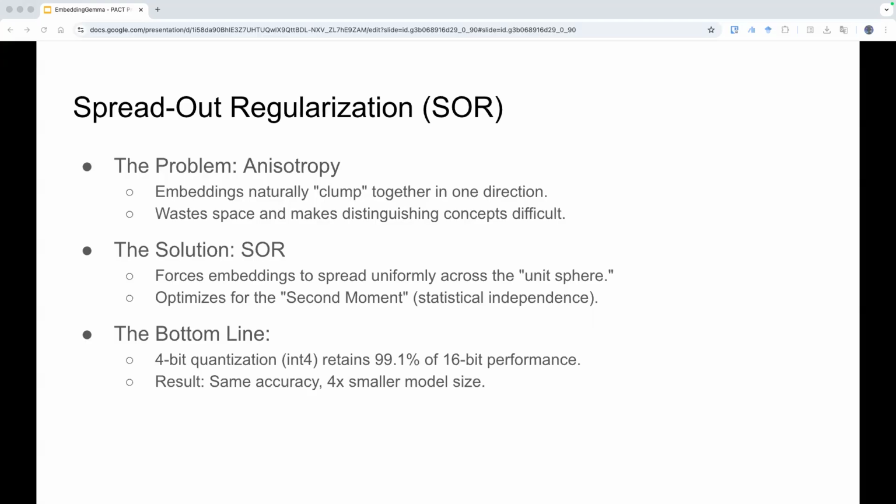Imagine this is the entire room, and whatever representations it's learning, it's trying to keep only in a small region. So any kind of diverse queries that you have will all be in the same space. That is one of the big problems, because it's hard to distill into an int quantized model. So the solution for this is spread out regularization.